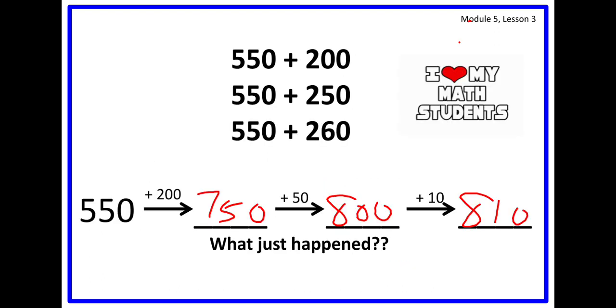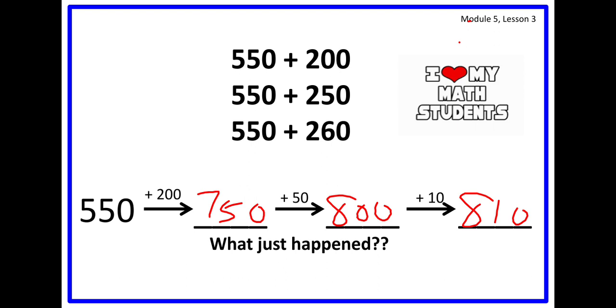Here's another one. 550 plus 200 will give us 750. Now, the tens there are broken into two parts. We add 50 first before we now add 10.